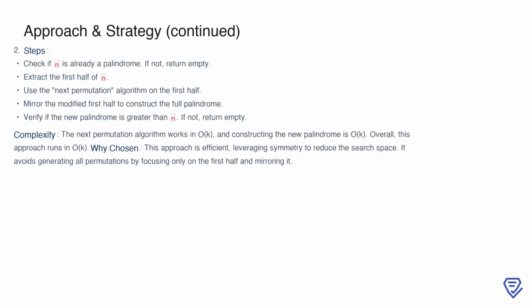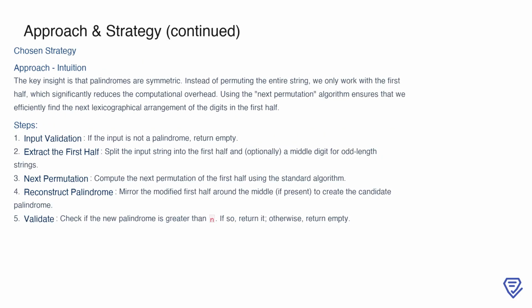This approach is efficient, running in linear time relative to the length of the input, and avoids the high computational cost of generating all permutations. Now, let's break down the chosen strategy in more detail. The primary insight here is that palindromes are symmetric, so instead of working with the entire string, we focus on just the first half. This drastically reduces computational overhead.